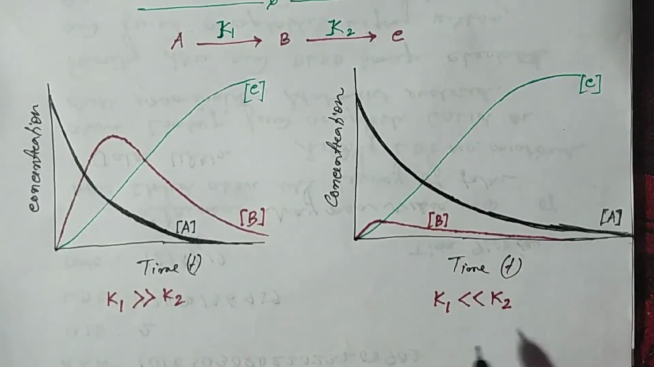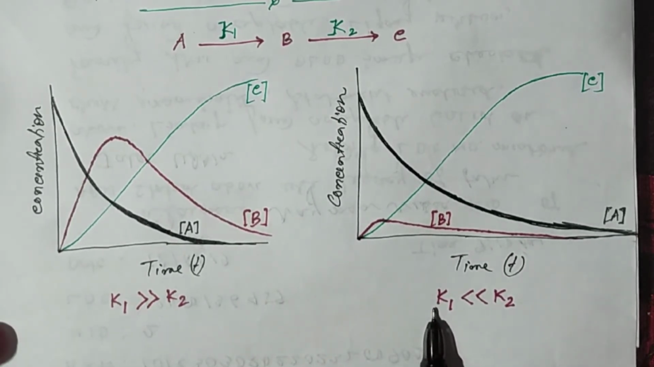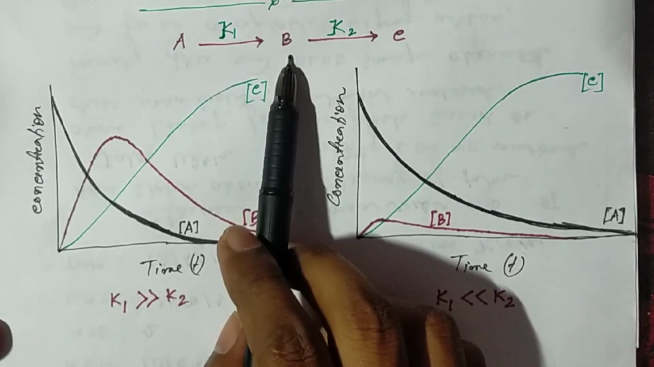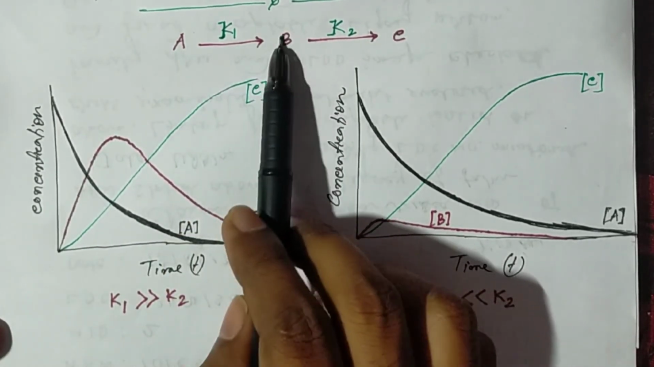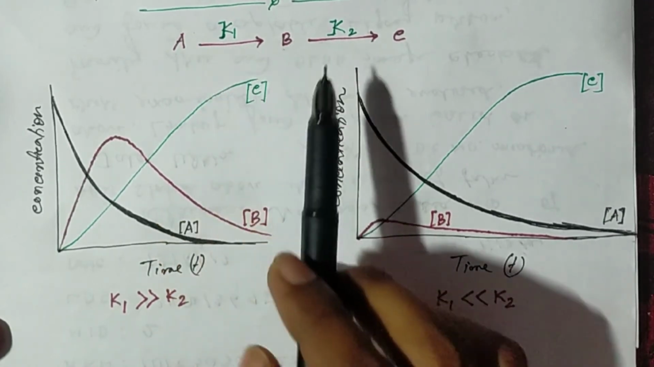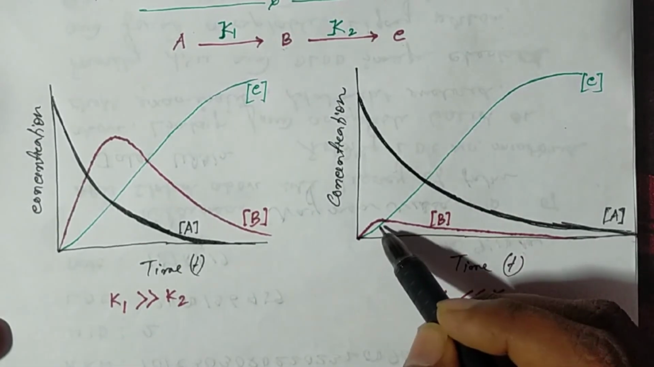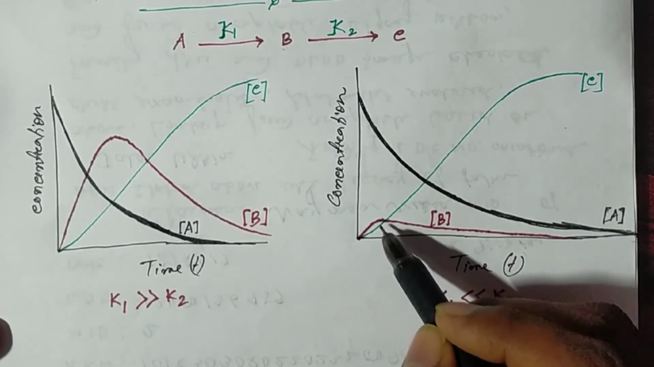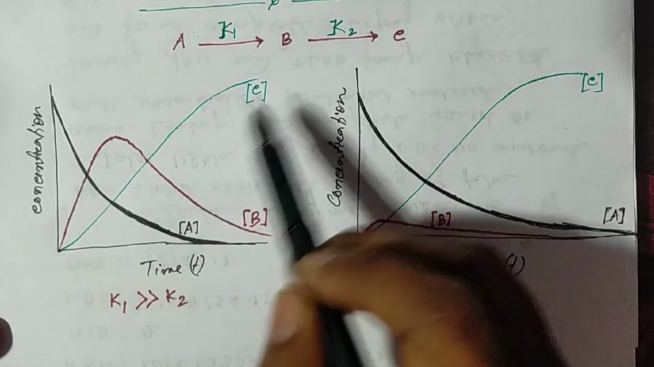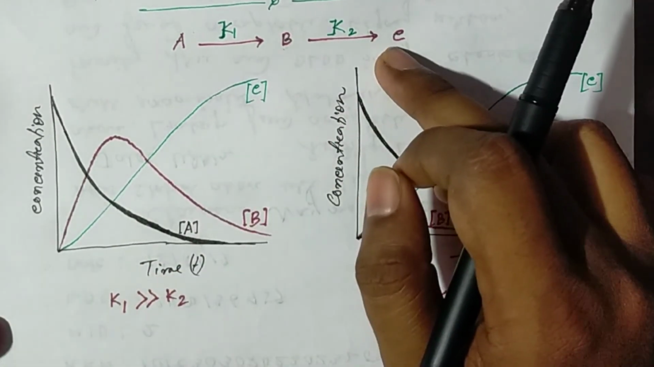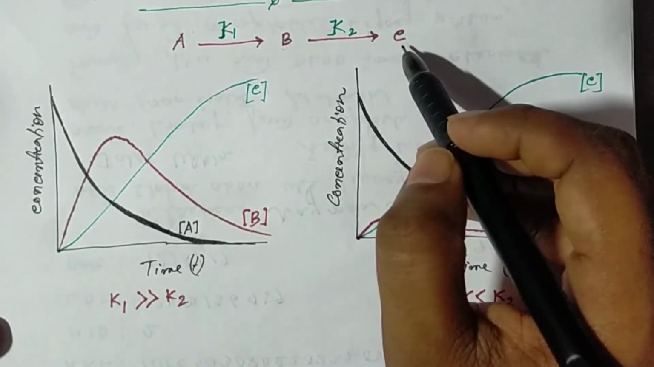But in this case, K1 is very small, so the amount obtained from A to B, the AB formed from this step, is immediately converted to C. So there is a very small peak here for B. Next, in this case for C, this green line indicates the concentration of C.